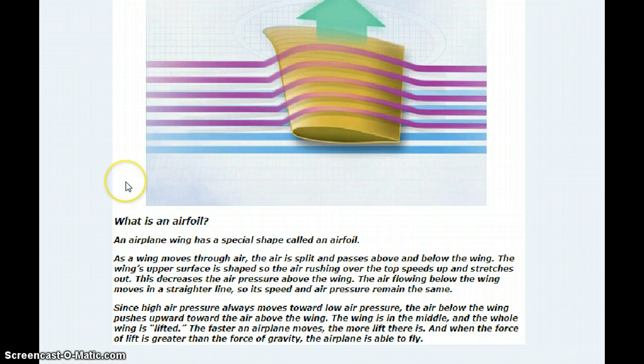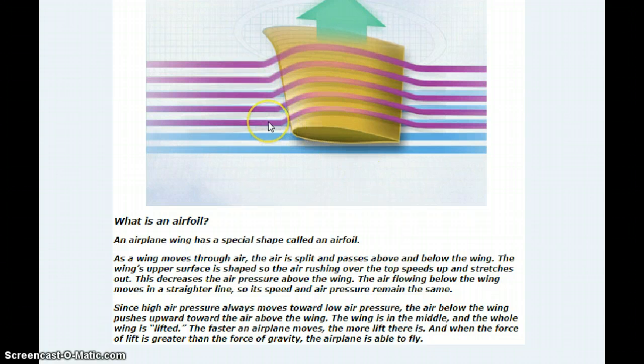What is really an airfoil? An airfoil is a section of a wing. As the wing moves through the air, the air is split and passes above and below the wing.